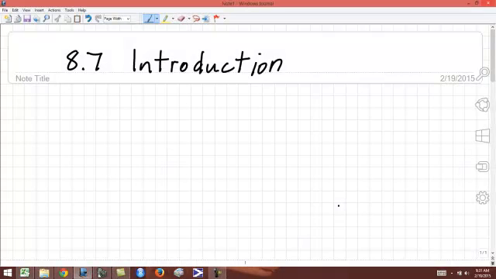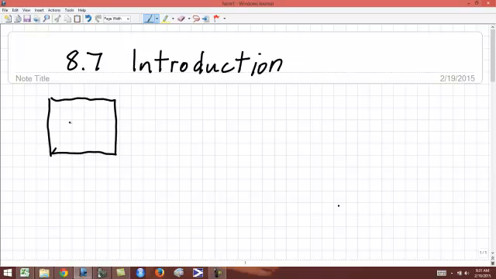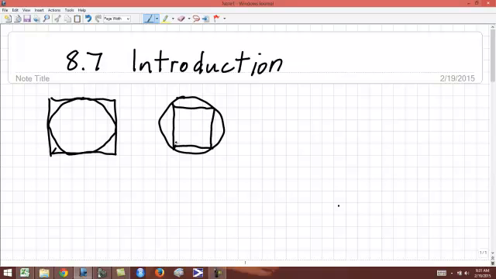Okay. So, which has less wasted space? A circle in a square or a square in a circle? Now, to answer this question, you have to prove it. In other words, you have to prove it algebraically using symbols. So which has less wasted space?